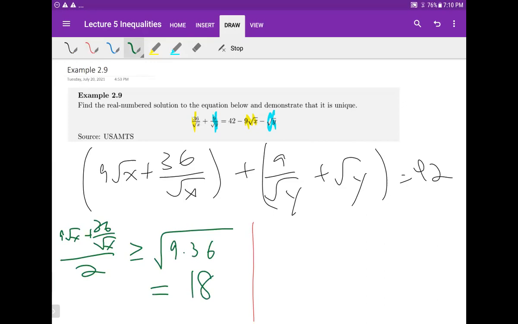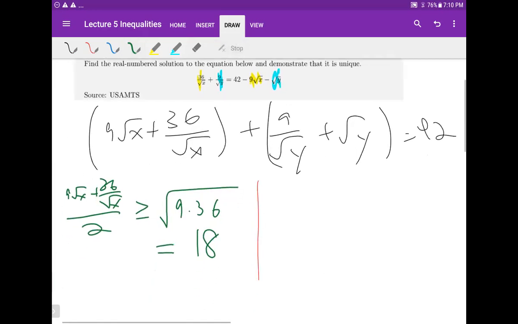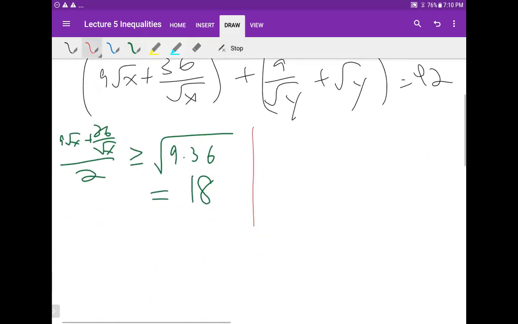All right, and then on the other side, wait, is this right? To make sure this is right. Oh yeah, okay, that's right. And then if we scroll down, that means that 9 root x plus 36 over root x is greater than or equal to 36.